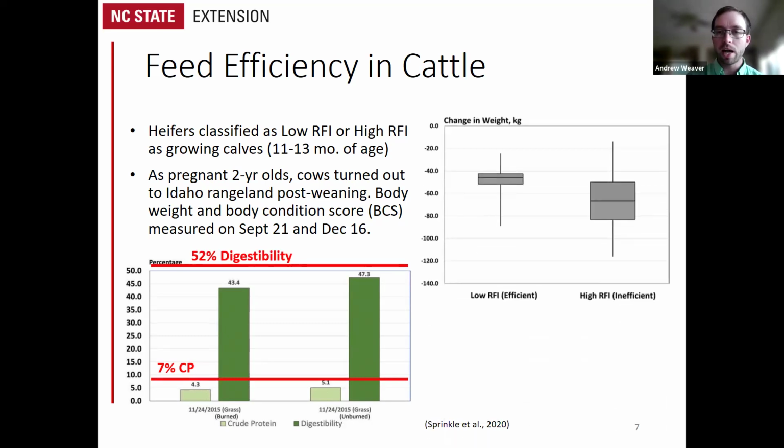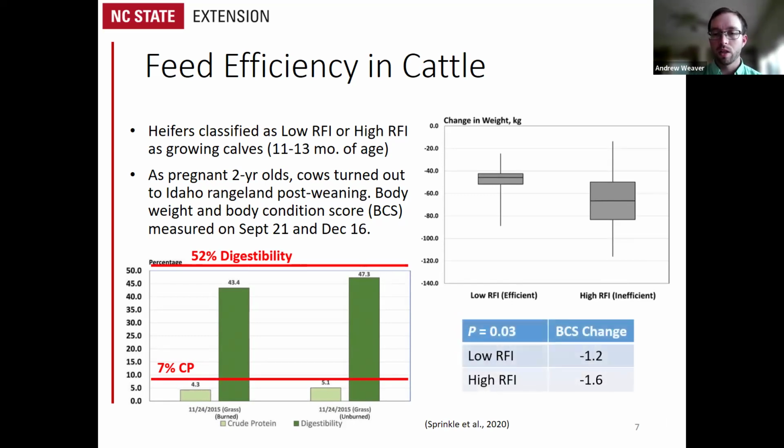And then if we look at body condition score changes within those low or high RFI groups, you can see that those heifers that were classified as low RFI during their growing stage of development lost less body condition than the heifers that were classified as high RFI. And there's a lot less variability in the lows too. The heifers that were classified as high RFI, as inefficient, they lost more body condition, and there's a lot of variability around how much weight they lost.